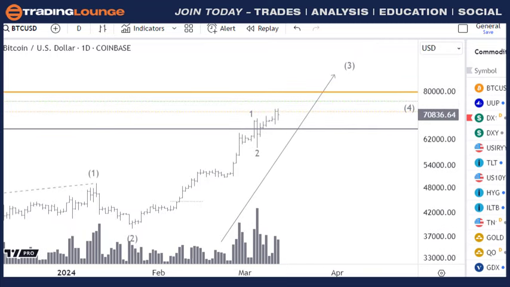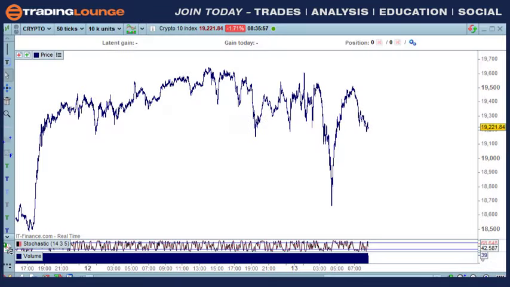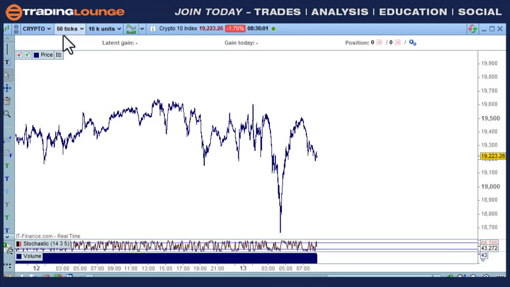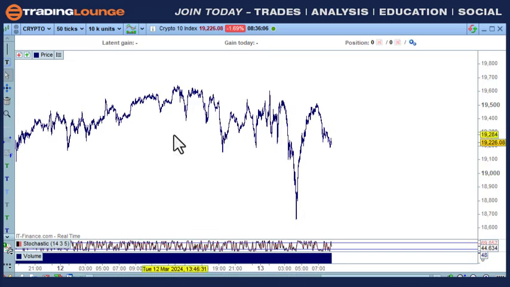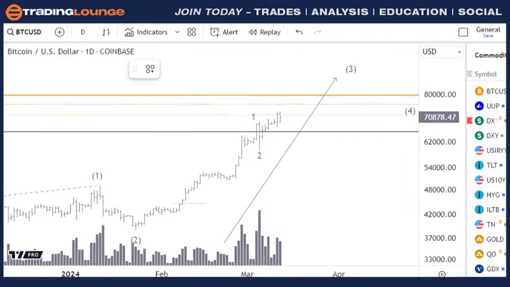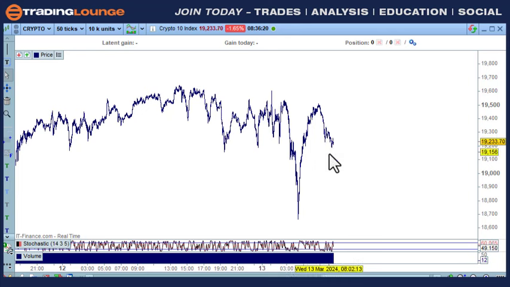I just want to have a look at the intraday pattern on the crypto index here. This will be much the same as Bitcoin, but this crypto index is just the top 10 crypto. You may have this, you may not. But that move down from the top here would be the same as Bitcoin. This move down from the top is a corrective pattern, and this is an impulsive pattern here. So what we're going to see with this is probably some sort of ABC pattern, and then further upside. So this is a corrective bullish pattern.